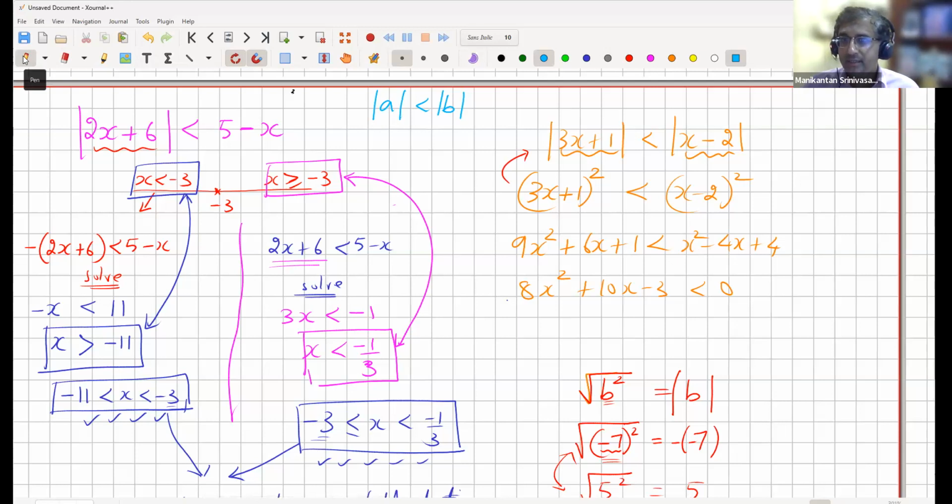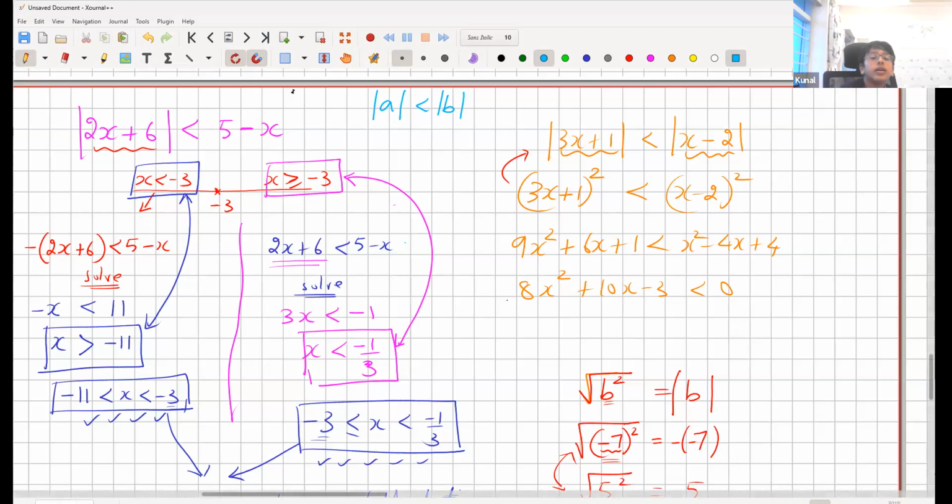The problem is you don't know what x is. There could be values of x which result in 3x plus 1 being negative. Okay, yeah, you're right. Makes sense, right? Yeah. Sure.